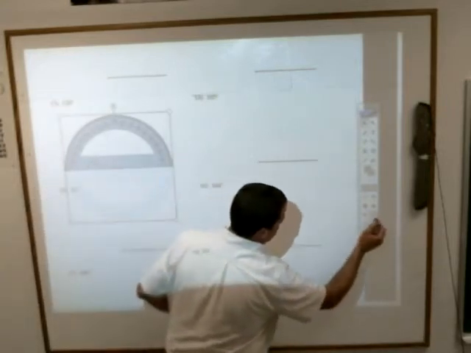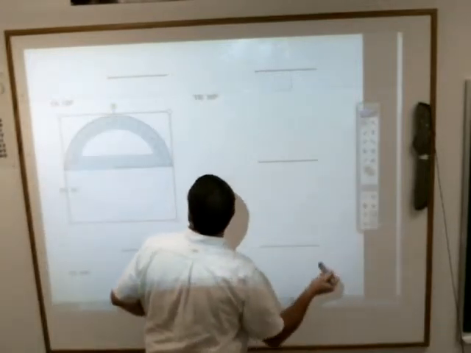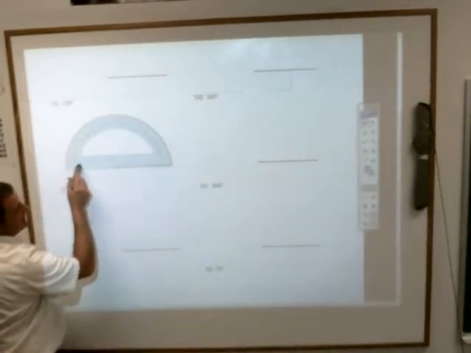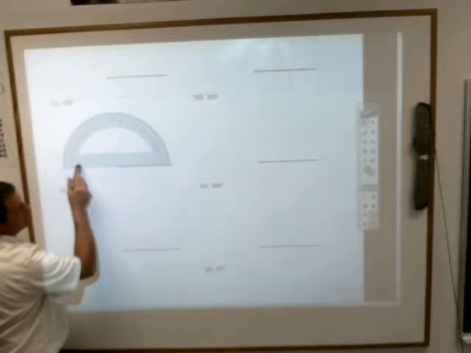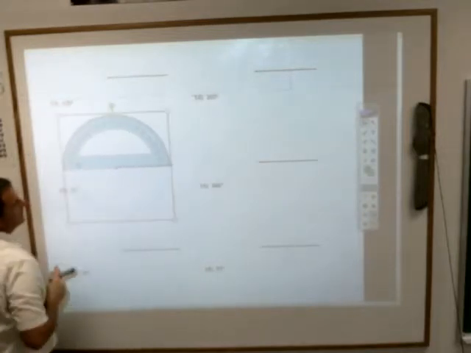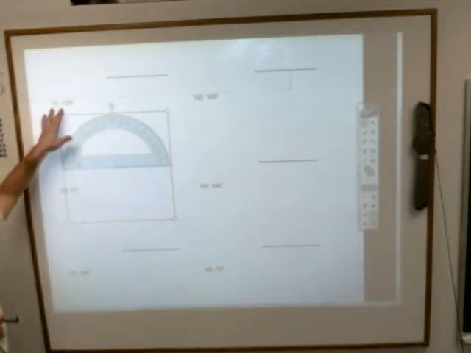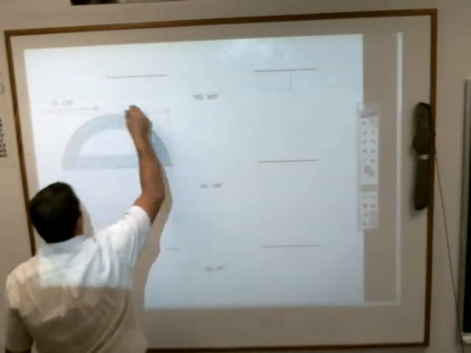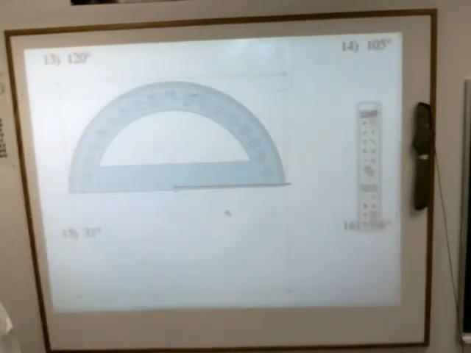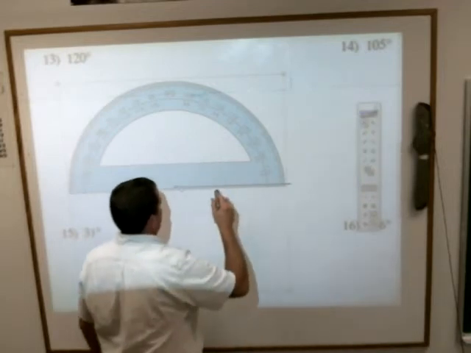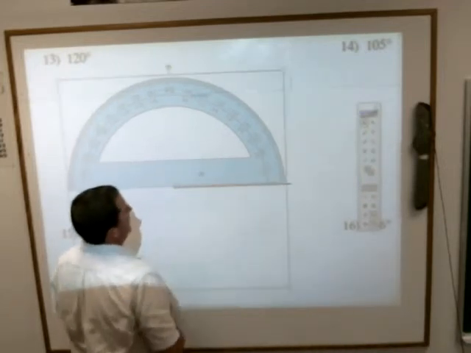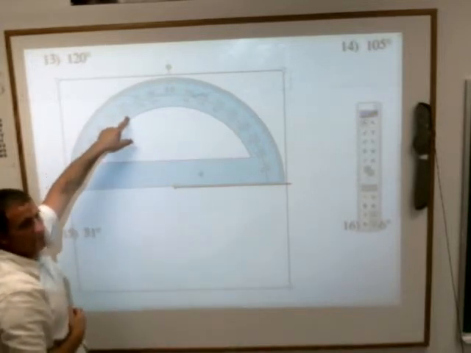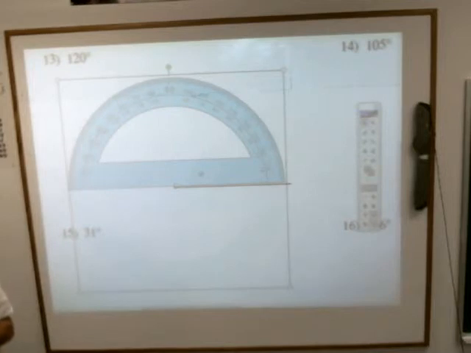Okay, I line this up, put my vertex and line up my lines. I can only get so close, sorry kids. If I want this to be 120 degrees, here's the thought. If I look at my protractor, unfortunately, there are two 120 degree marks on my protractor. I either have this 120 degrees or I have this 120 degrees, but only one of them is going to make it an obtuse angle.